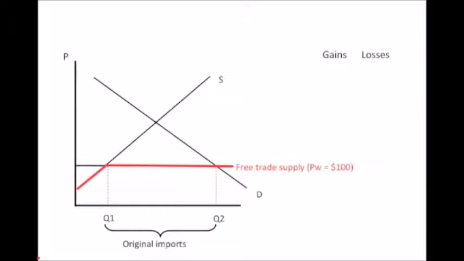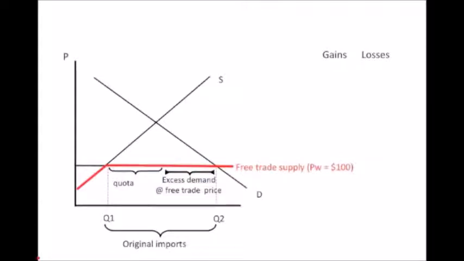So with a quota, there will be a limit to the amount that can be brought in. And let's assume that this quota, this quantitative restriction, is less than the original amount of imports. So at the original domestic price, there is too much demand relative to the supply that's brought from domestic and foreign producers. In particular, there's excess domestic demand at the free trade price.